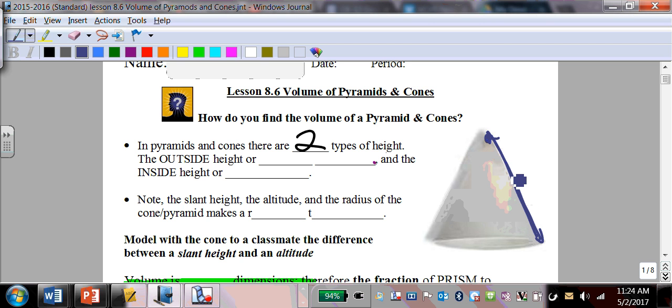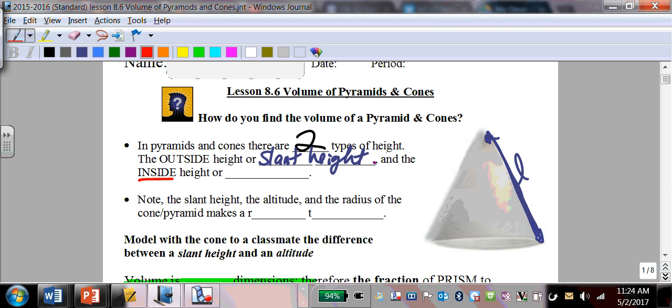Side, that's going to be slant height. We use a cursive L for that. Slant height. I just want you to see this in physics. We use a cursive L. We don't use an S because we don't want to mix it up with the word side. That is the outside slant height. It is associated with the outside of the cone.